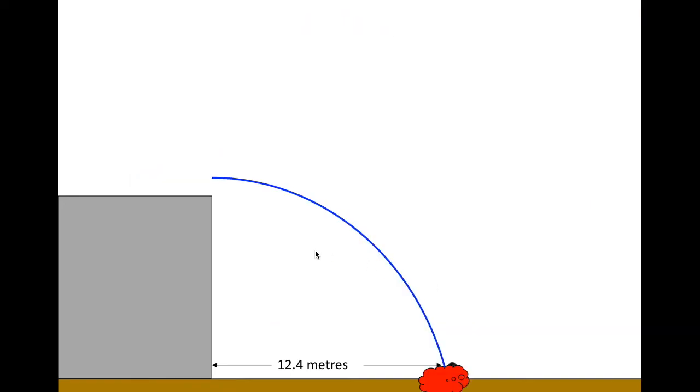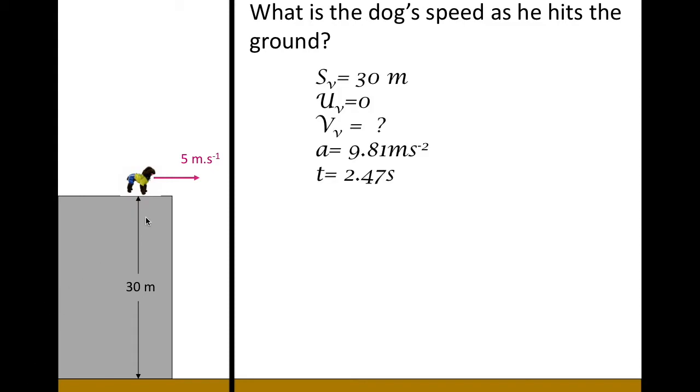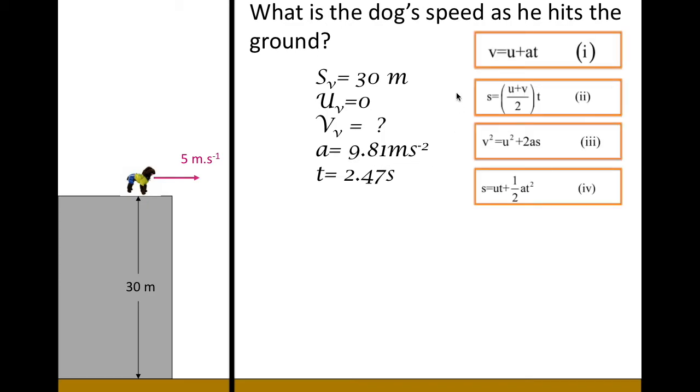There we go. There's his parabola, and there's the dog. If I were to ask what is the dog's speed as he hits the ground, here is the data points that we have for the vertical. And we know that we need to choose something in order to find the speed, which is going to be this velocity here. And we're going to choose this one here because we have S, U, V, A. And we have T.